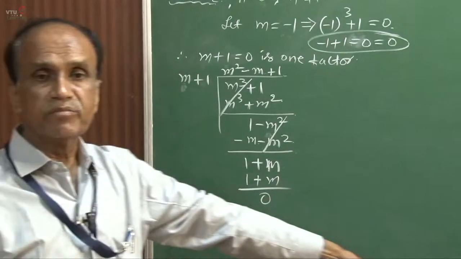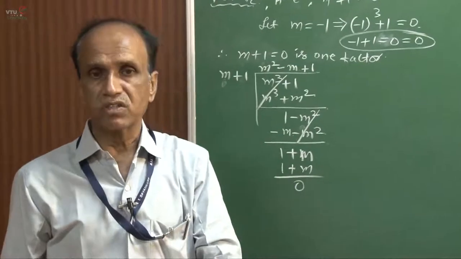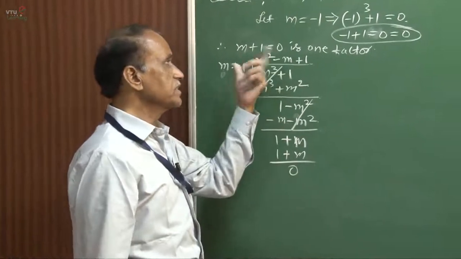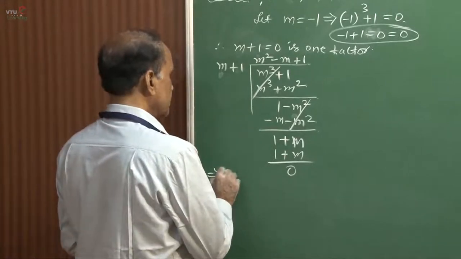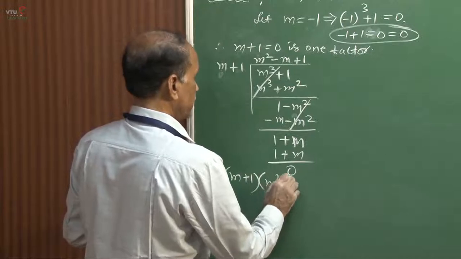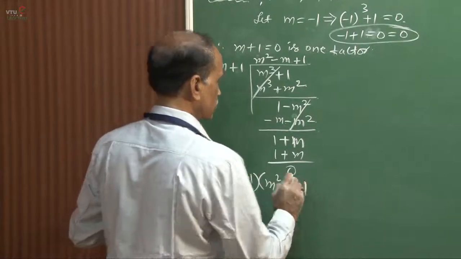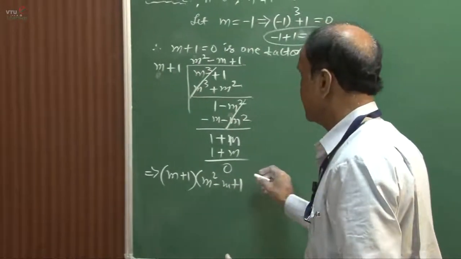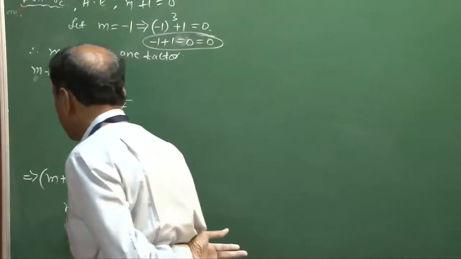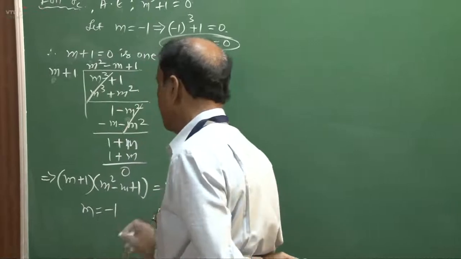If you do not get remainder 0, then the division is wrong. You have to get remainder as 0, then only your division is complete. Therefore, this indicates m plus 1 into m square minus m plus 1 is equal to 0. That gives m is equal to minus 1.